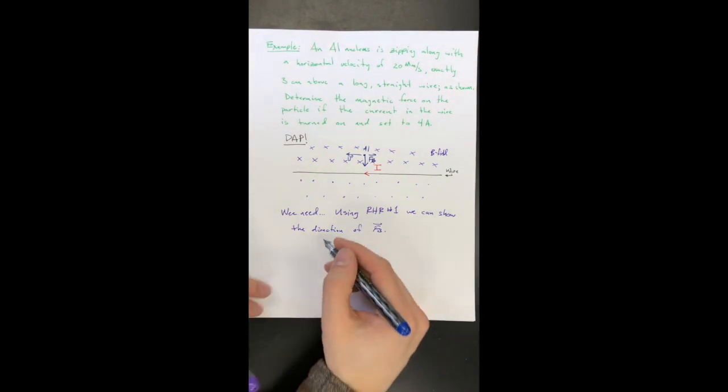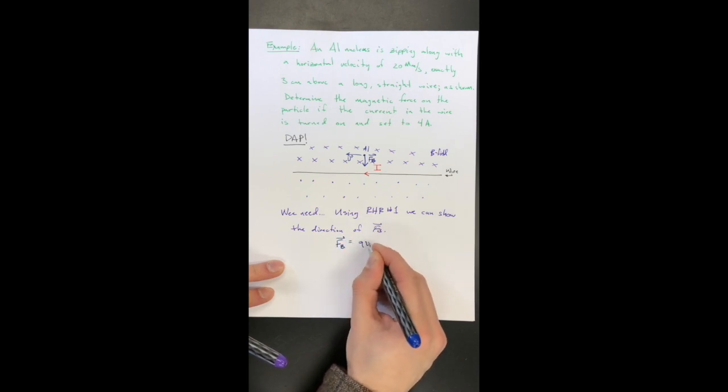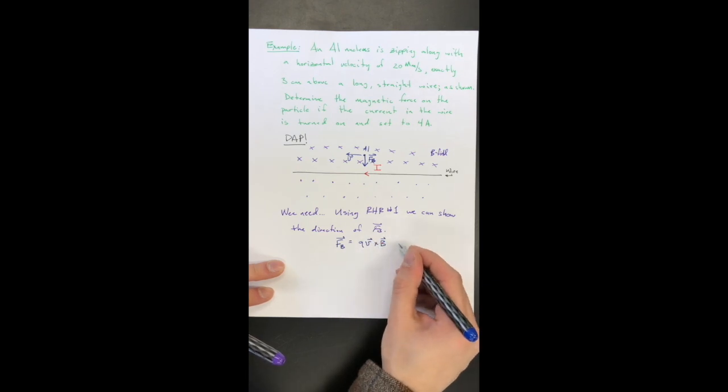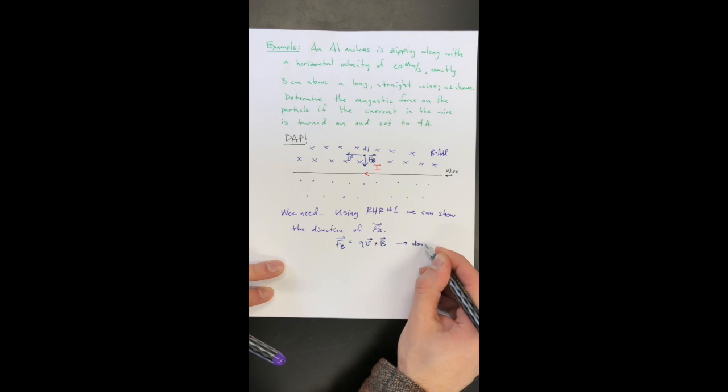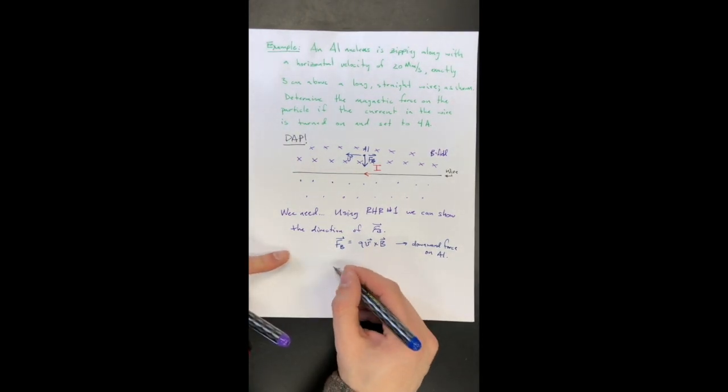And so what we used the right-hand rule number 1 on was F_B equals Q v cross B. And so using right-hand rule number 1, we showed that this is a downward force on the aluminum due to the external field produced by the current-carrying wire. And now we can just determine the magnitude of that force.